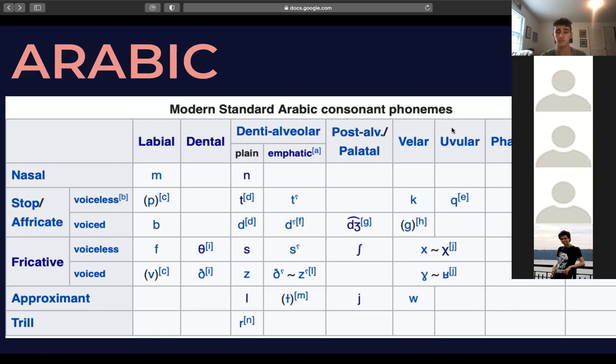Next, Arabic. Arabic has really different pronunciations depending on the dialect, but we'll just look at Modern Standard Arabic for simplicity. Arabic has a lot of sounds that aren't in English too, like emphatic sounds. T, D, S. I'm sorry. Like the ta, da. Oh, yeah. Okay, yeah.